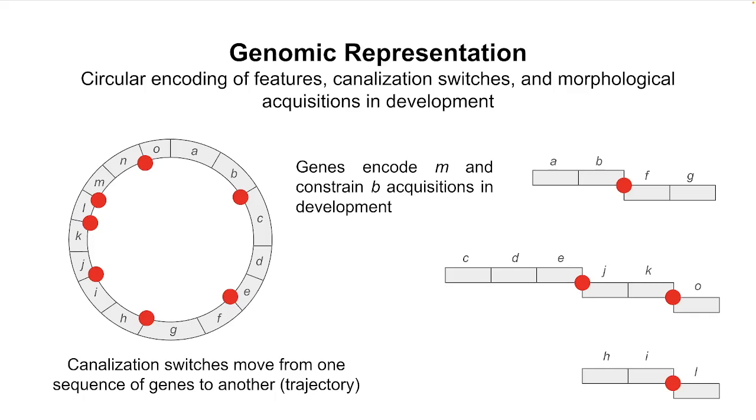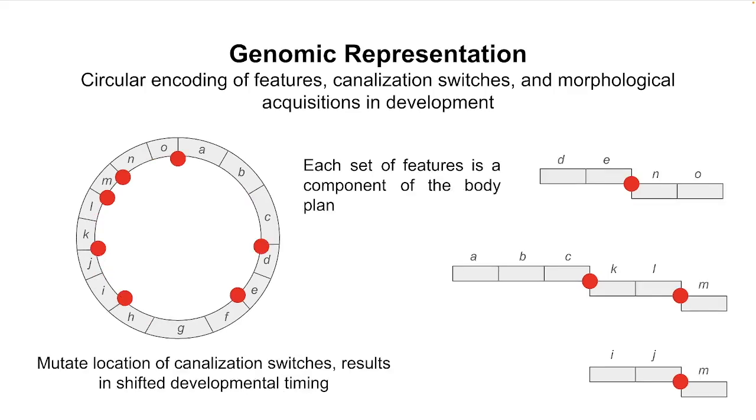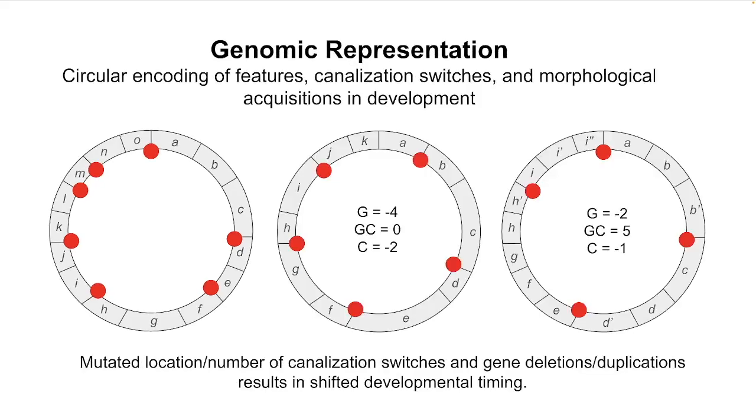We have these genomic representations, which we use in our developmental models. We have genes that encode different traits, and there are these canalization switches which allow us to move through the genome and decode parts of that representation to form these developmental agents. We also have different types of features, canalization switches, that enable morphological acquisitions, and then behavioral acquisitions are enabled by a combination of the genotype and the environment.